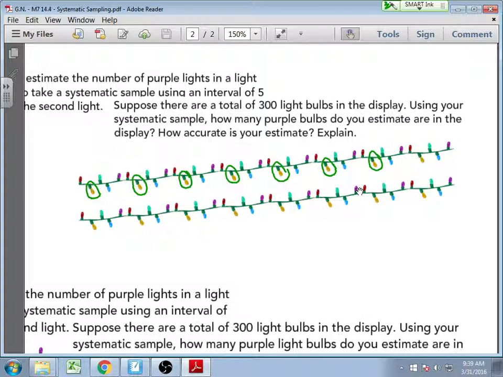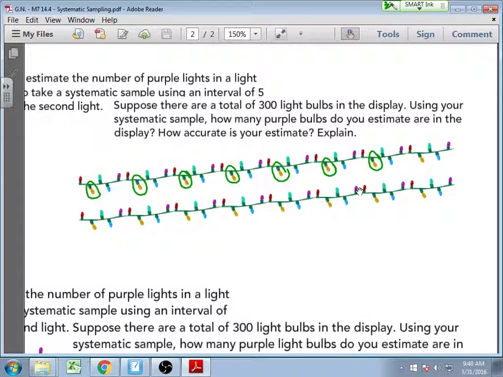Why do you think it's making a pattern? Because there's just a segment repeated over and over again. How many colors of lights are there up there? 5. There's only 5 colors of lights, right? Are they in order by color? Yeah. So if I choose the same interval as the number of different items, there's 5 different colors, my interval is 5.